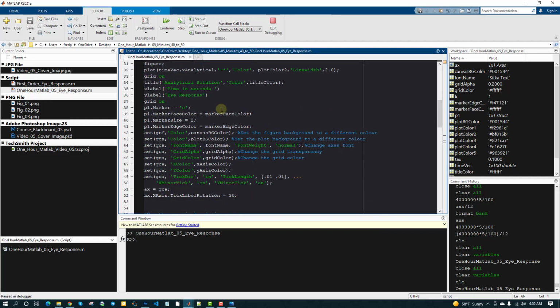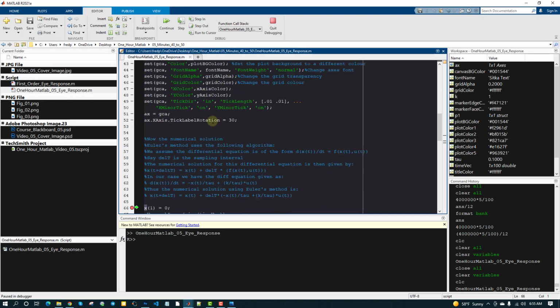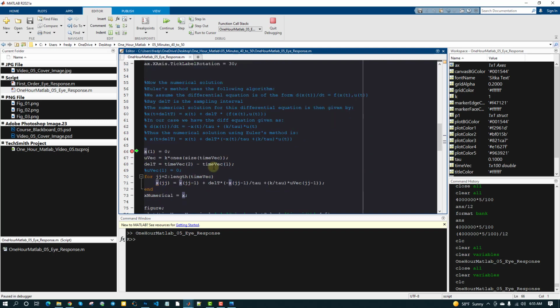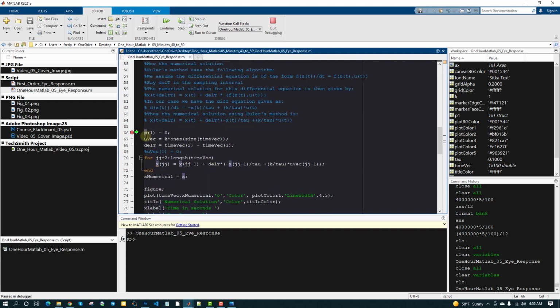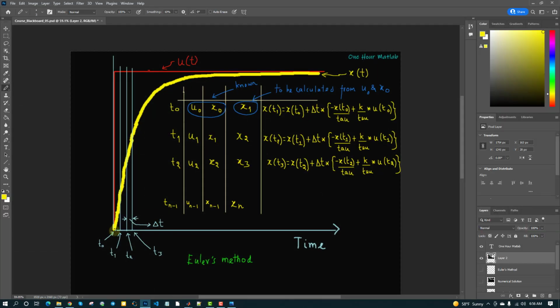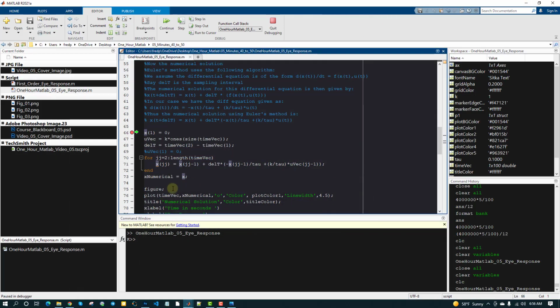Okay, so the analytical part is done. We are coming down to the numerical solution. By the way, arrays in Matlab start at 1, not at 0. That's why the first element in the system response, I'm setting it to 0. What I'm saying is this here, the yellow is the system response. The system response at the start of the simulation is 0. That's what I'm saying here.